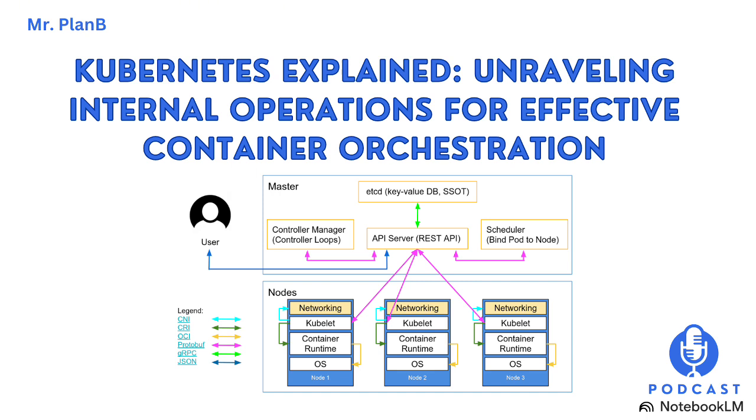So how does Kubernetes actually make sure my application stays running even if a server fails? And how does it just magically scale up when there's more traffic?